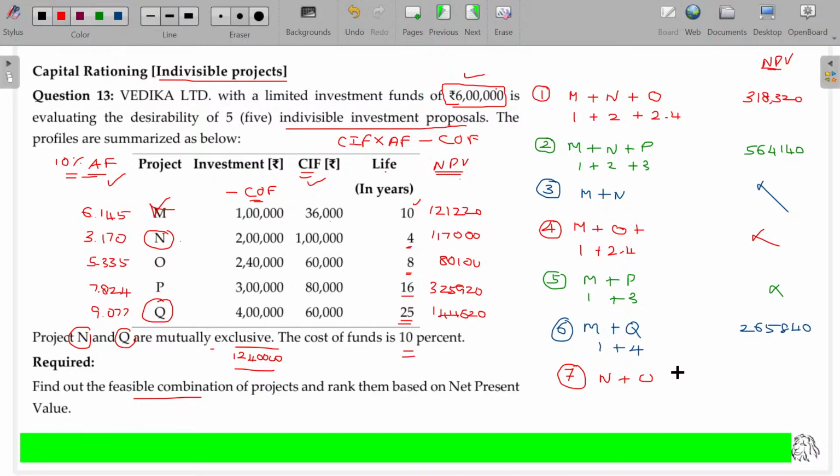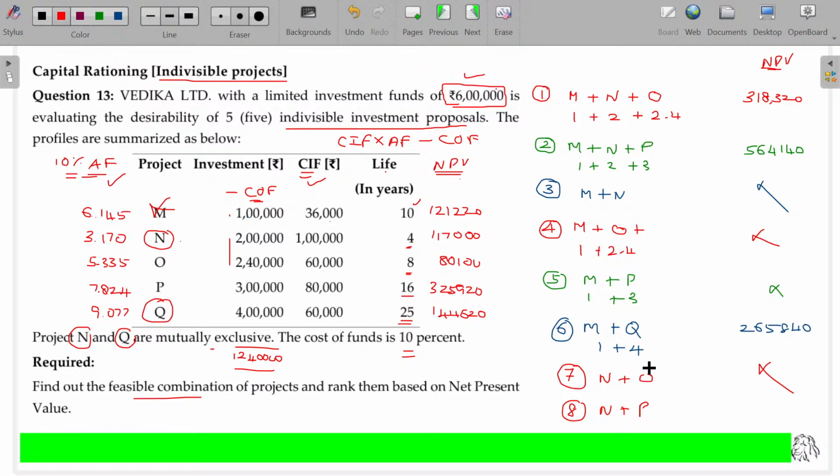So what can we do? N and O: it requires 1 and it requires 2.4. 4.4 over, and the return is very low. Along with NO we have M also, so it is not required to be chosen. It's not in our choice. You need not show that option in your exams. You need to show options 1, 2 and 6. 7 is not required.